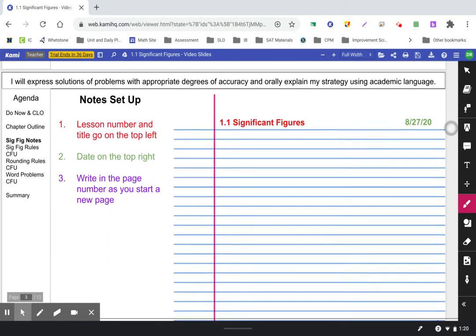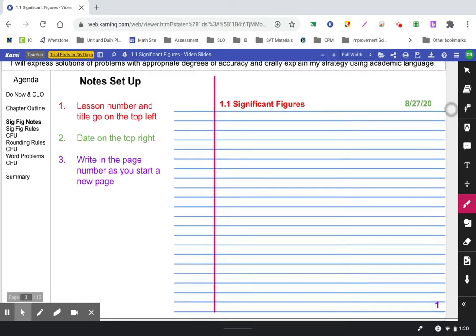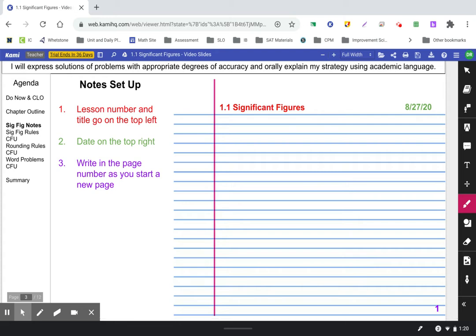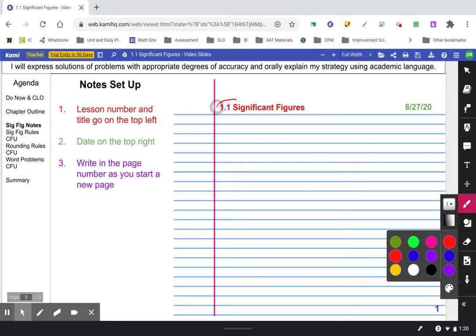They kind of just keep cycling throughout. So let's dig into our notes. I am big on organization, so I like to have my notes set up nice and neatly. So how I would like you guys to do it is on the top left-hand side of a blank page, you can go ahead and write the actual lesson number and title. I do recommend doing both. All right, so step 1 here, 1.1, significant figures.